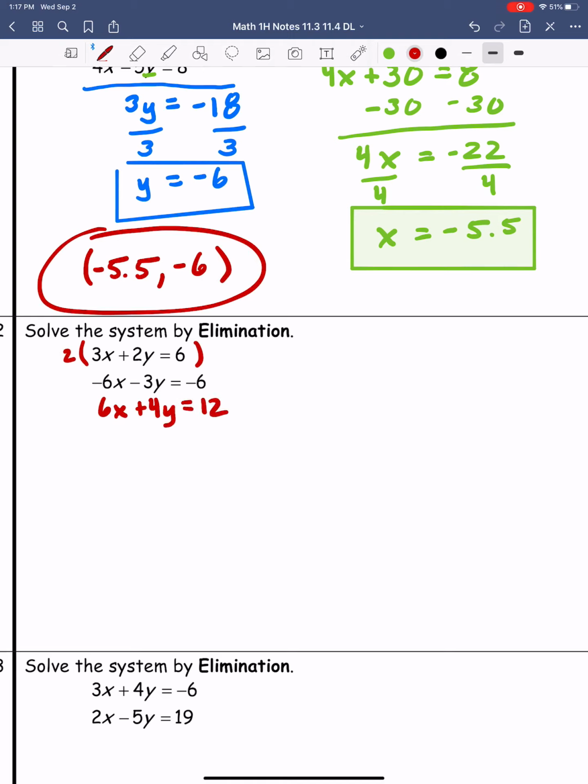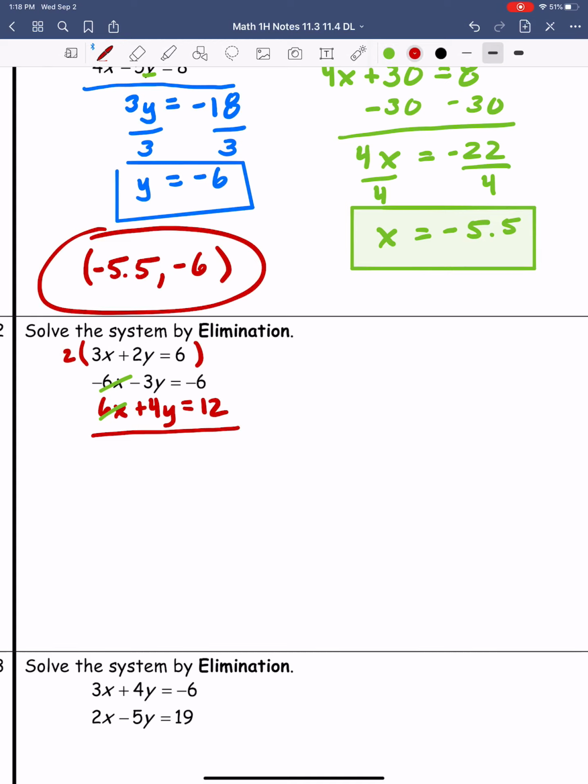Okay. And now I can go ahead and use my elimination method, right? I'm not really looking at this top equation anymore because I've just multiplied it by 2 and moved it down below here. Okay, so I'm not really using that one anymore. And so we're going to end up with this. 6x and negative 6x, those are going to cancel out, which is what I want.